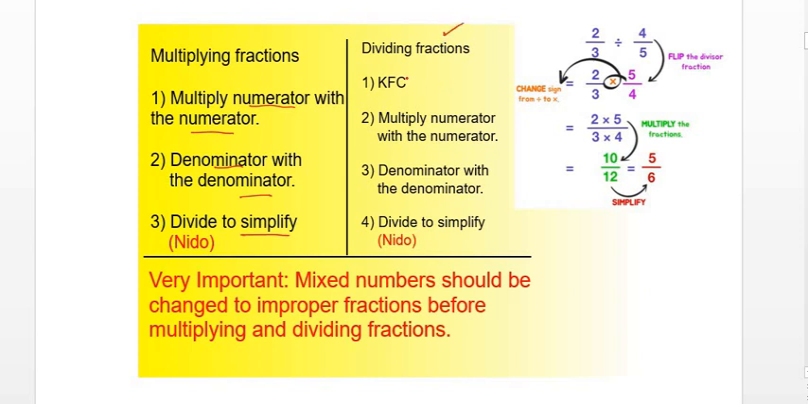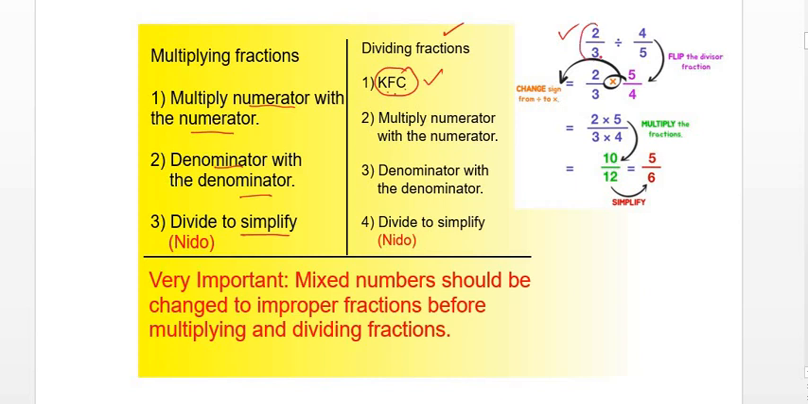To divide the fractions, just keep this word in your mind, KFC. It means keep, flip and change. K for keep, F for flip, C for change. Okay, here is an example. It says 2 out of 3 divided by 4 out of 5. So what does it mean when I say KFC?